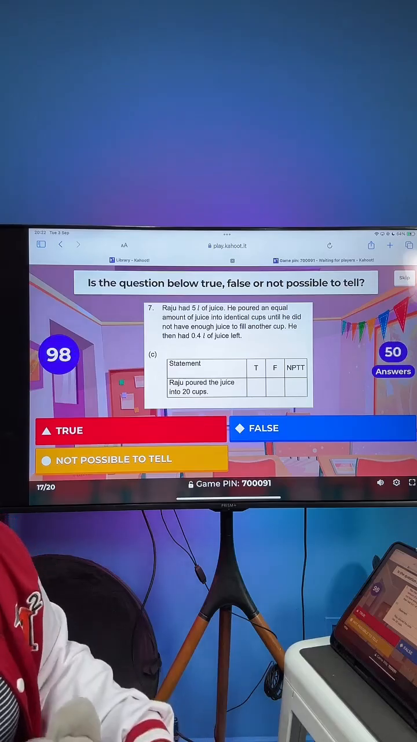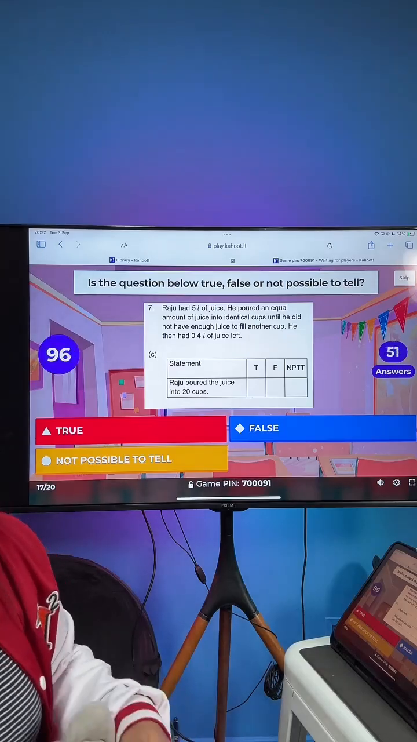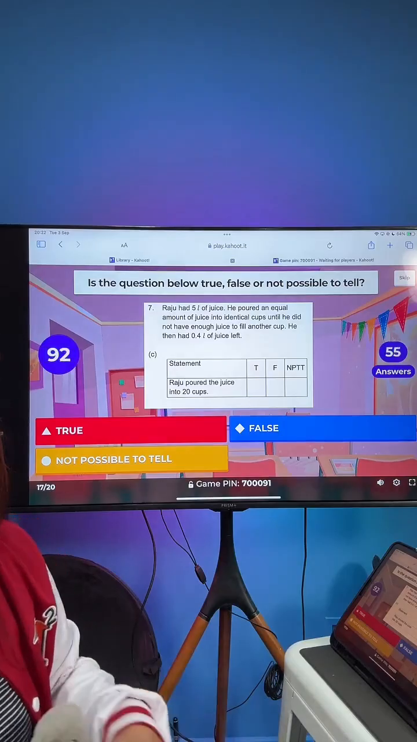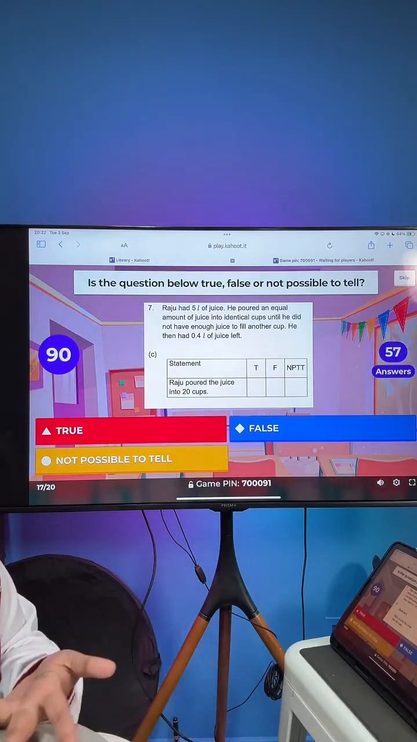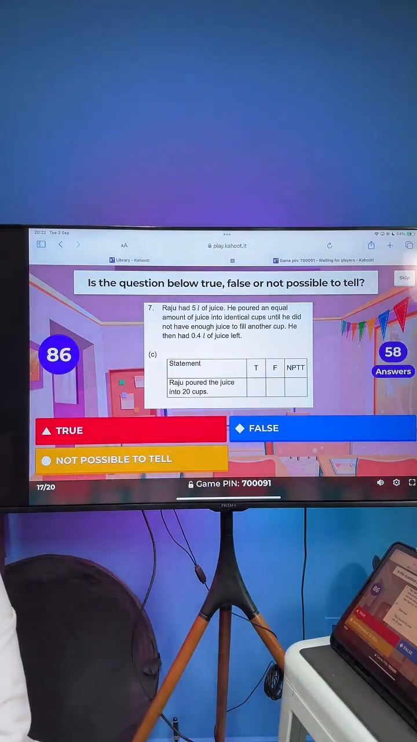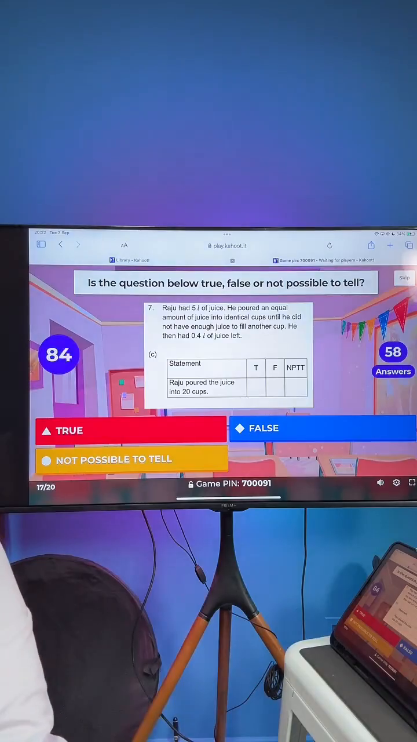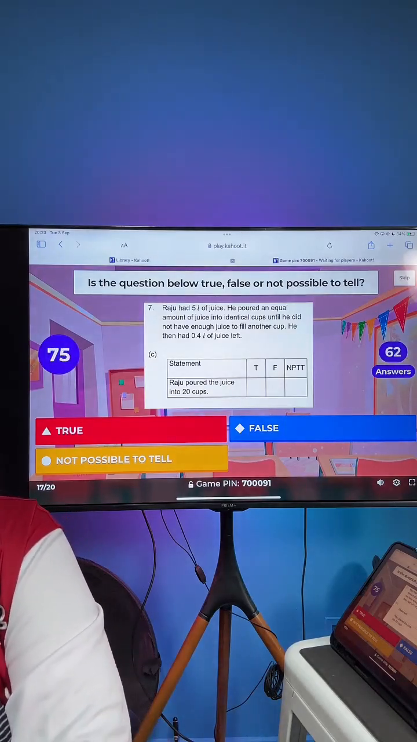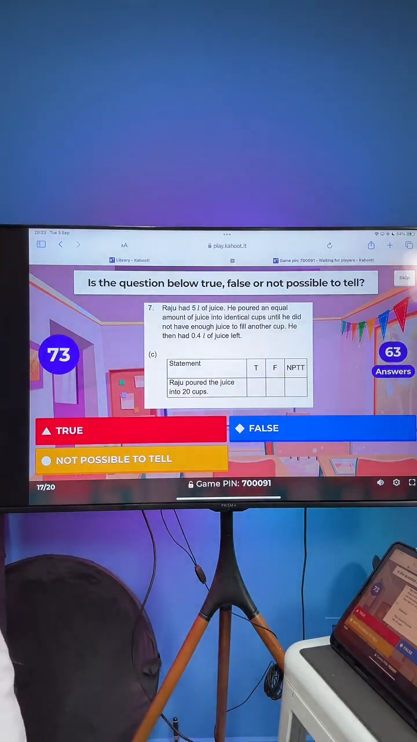Let's see. Can or cannot? Here comes the not possible to tell wave, is it? Is it not possible to tell? Is it false? Is it true? Earlier on, we had not possible to tell for 10 cups. Now got 20. Can or cannot? Is it the same? Let's see. I absolutely love this question. It's so interesting.